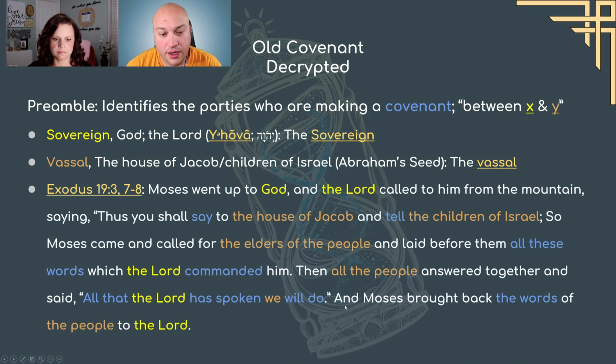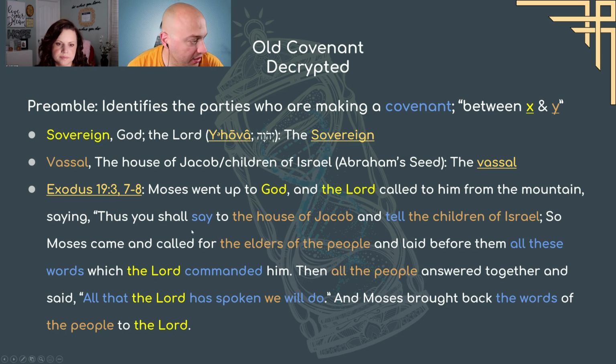So we're going to look here at the text. I'm not going to bring it up because I already wrote it out here. Go ahead and read the text. Exodus 19, verses 3, 7, and 8. Moses went up to God, and the Lord called to him from the mountain, saying, Thus you shall say to the house of Jacob, and tell the children of Israel. So Moses came and called for the elders of the people, and laid before them all these words which the Lord commanded him. Then all the people answered together and said, All that the Lord has spoken we will do. And Moses brought back the words of the people to the Lord.